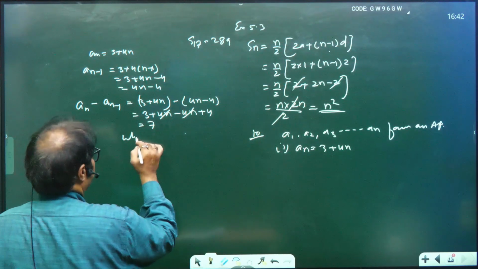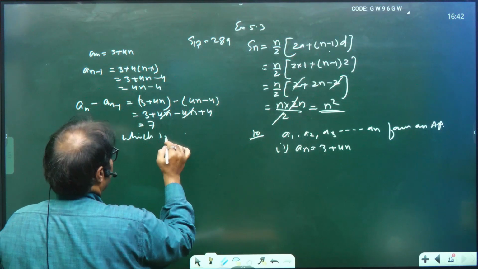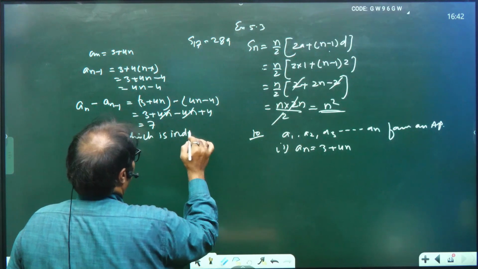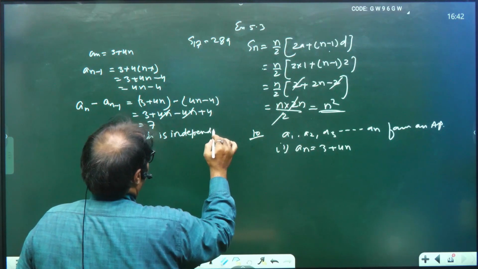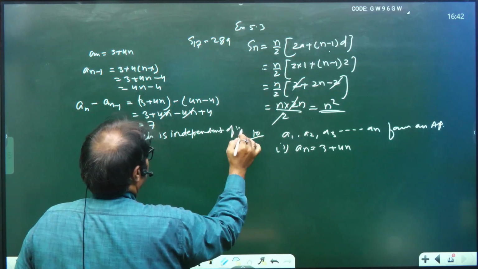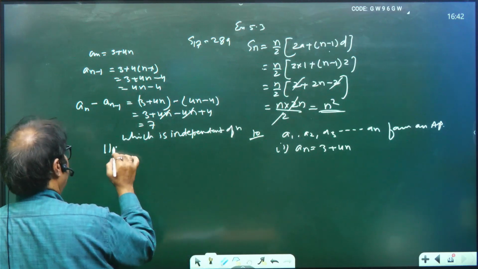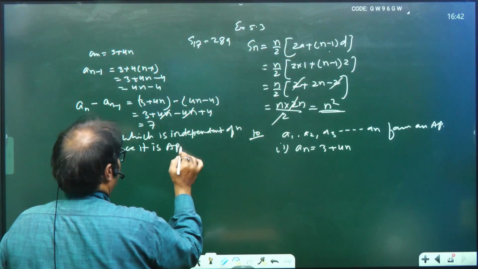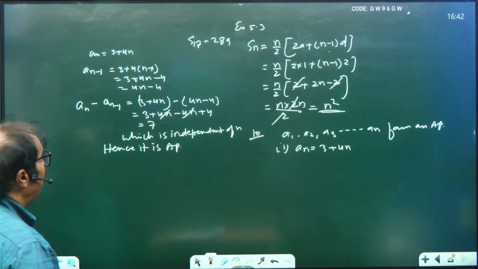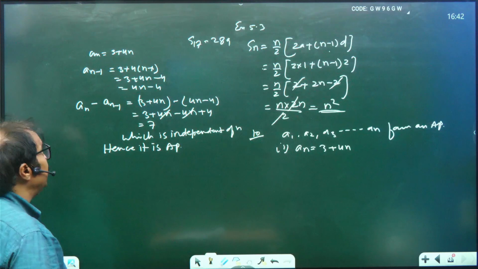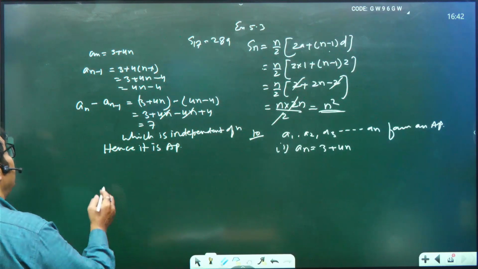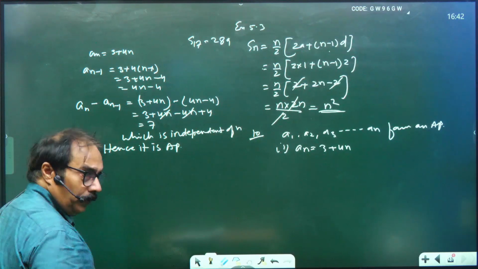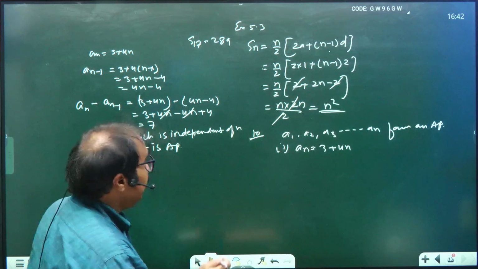Which is independent of n. So hence it is in AP. Okay, and after proving that it is in AP, then find the sum of the first 15 terms.